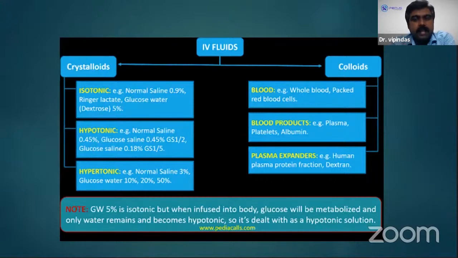And colloids can be divided into blood products and plasma expanders. Examples for isotonic are normal saline, Ringer lactate, and glucose water. And the hypotonic is normal saline 0.45%, and the hypertonic are normal saline 3% and glucose water 10, 20, and 50%. So these are the different types of IV fluid. That is, one is colloid and the other one is crystalloids.